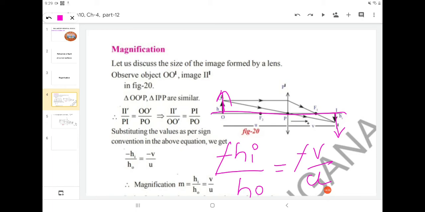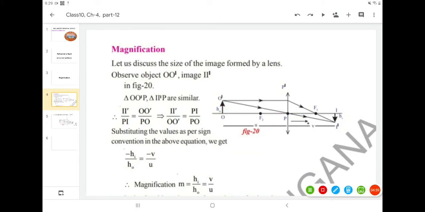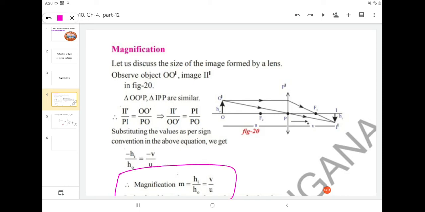Finally we get HI by HO equals V by U. This equals the magnification, which we denote by M. So M equals HI by HO equals V by U. This is the formula for magnification.